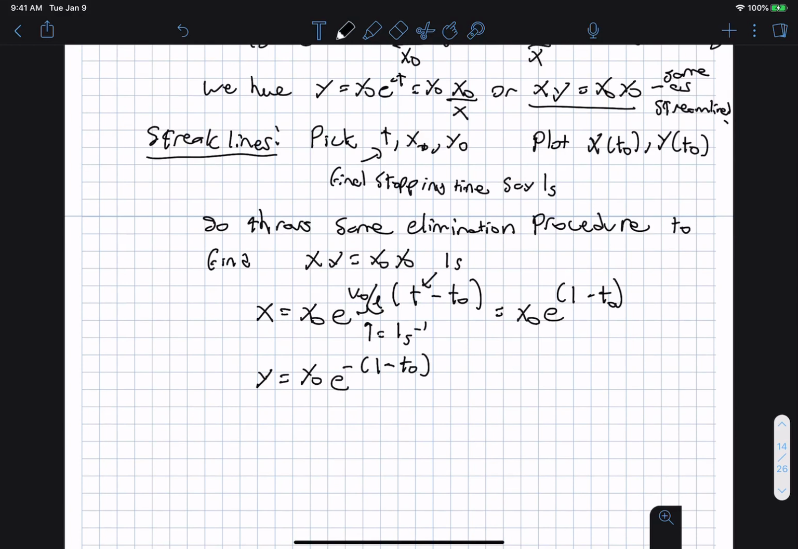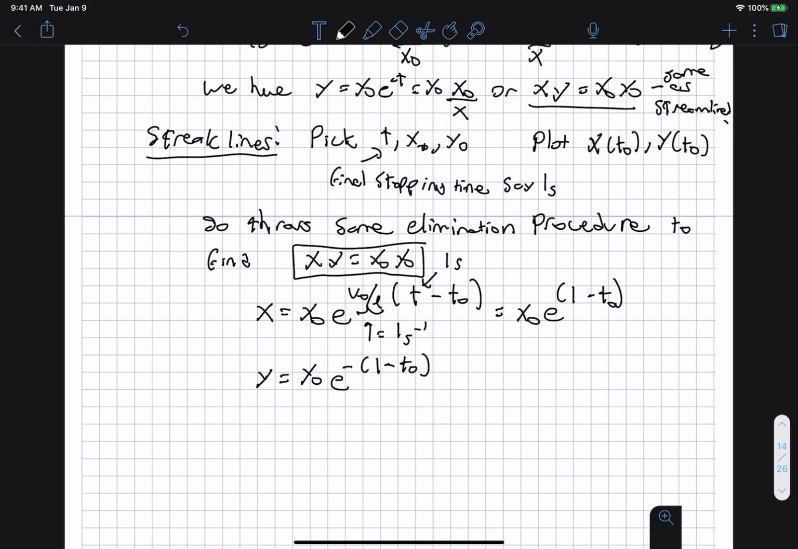But if you go through the same elimination, we have an e to the 1 minus t naught here and an e to the minus 1 minus t naught here. You can eliminate e to the 1 minus t naught like we did last time, and when you do that, you find that for the streak line, x times y equals x naught y naught, just like before. And so we've proven that for a steady flow the streamlines, path lines, and streak lines are all the same. Now, how about the timeline?